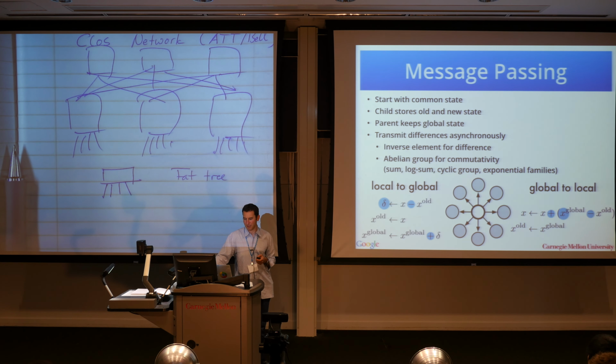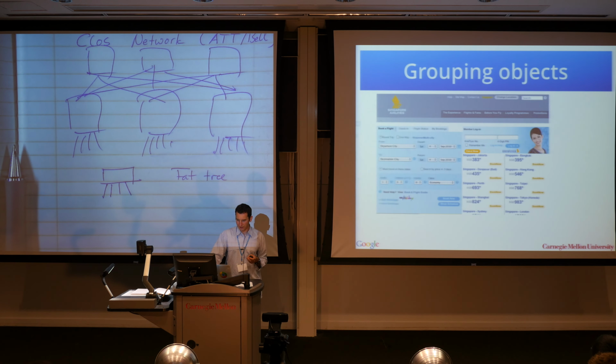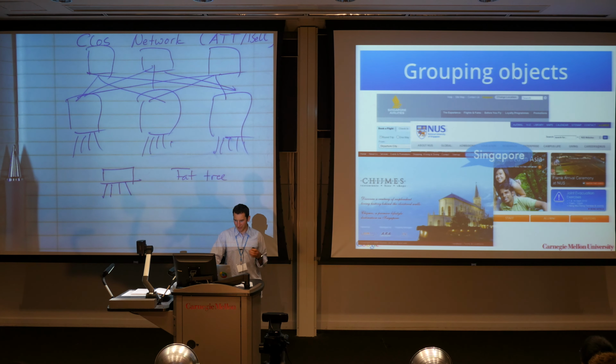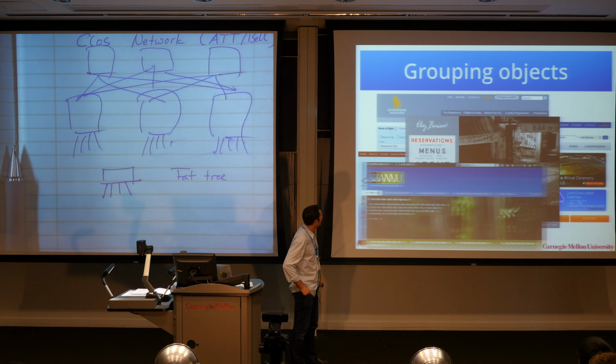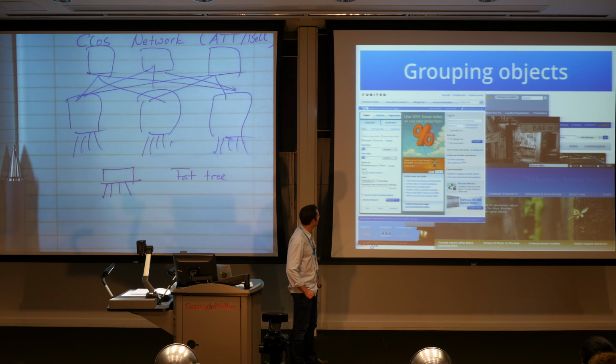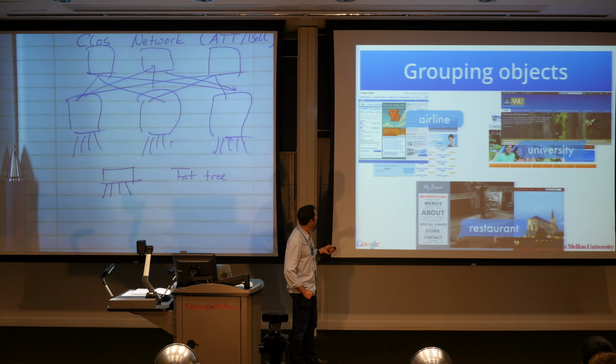Now let's look at a slightly more interesting model, namely topic models. Let's start with clustering again. So, there are some web pages about Singapore. Yeah, it's actually a great restaurant. But then you get a few other things, and now you can argue, well, okay, maybe these are airlines, universities, and restaurants, right? Fine, you could do that.